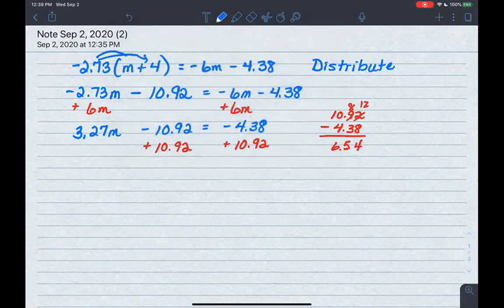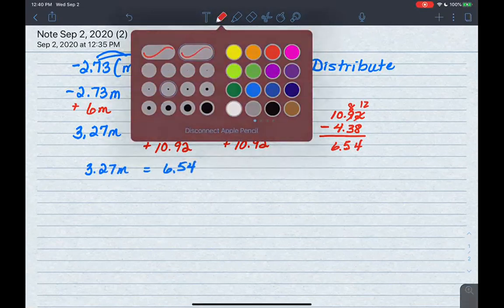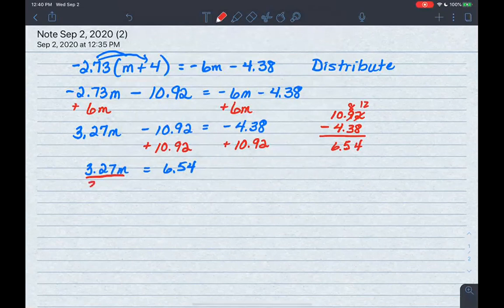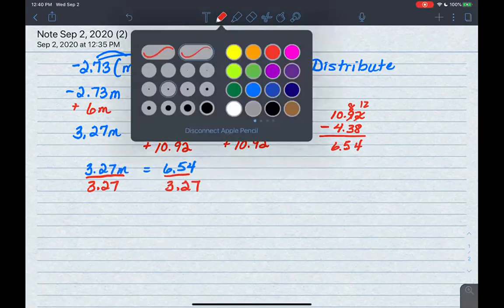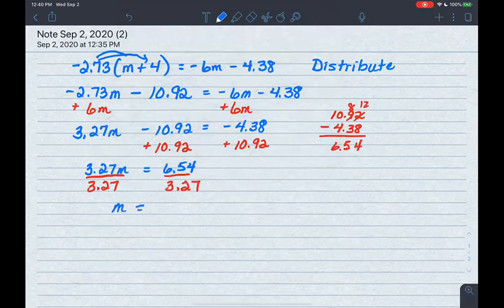Yeah. Okay. So I'm going to find my chat just in case people are popping in there. So I have 3.27 M equals 6.54, and I think they were really nice to us here because that looks like one number is double the other number. So 6.54 divided by 3.27 looks like 2 to me. M equals 2.